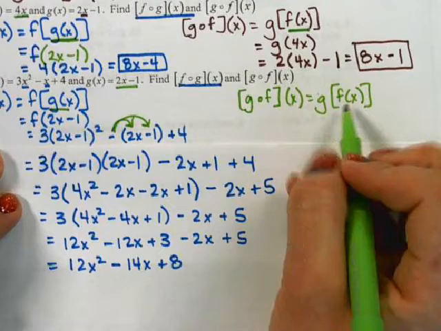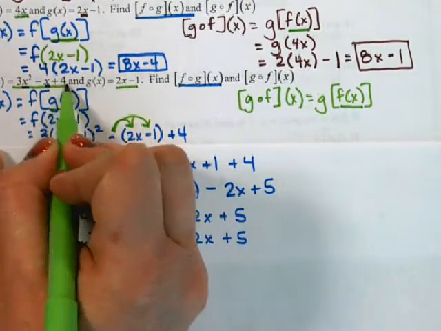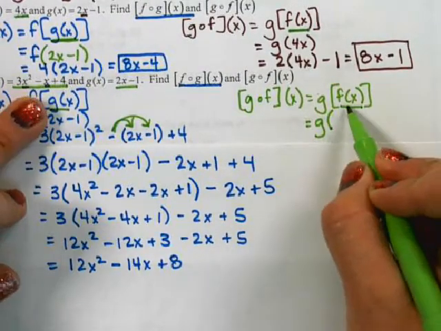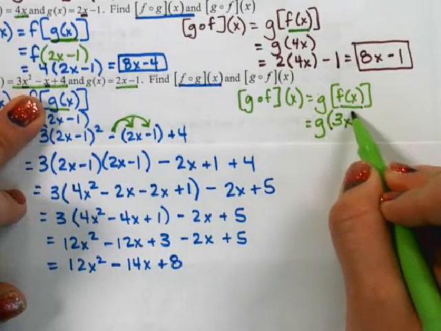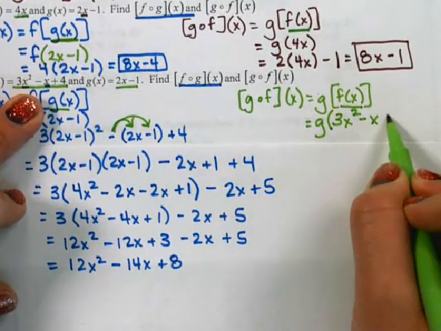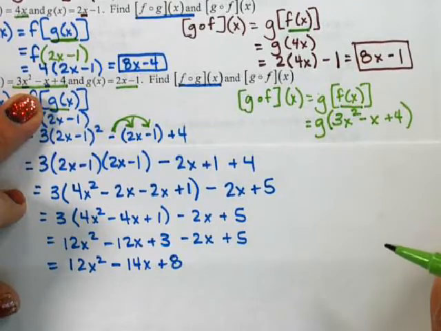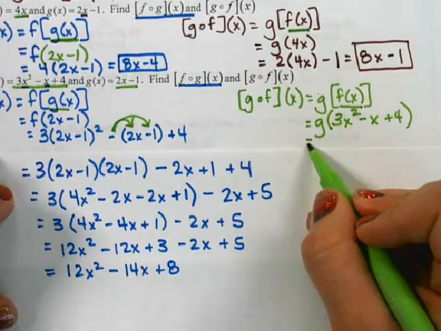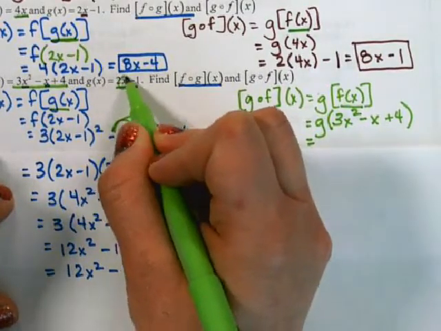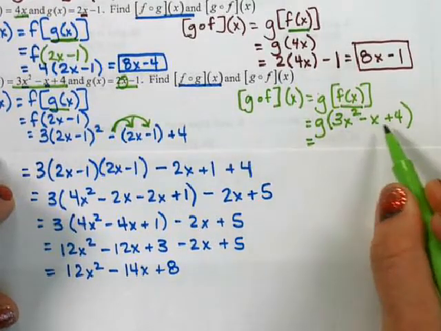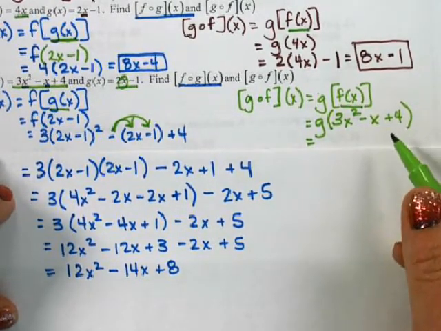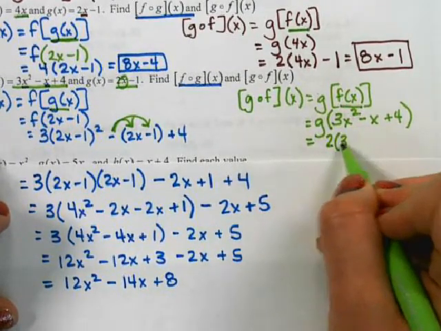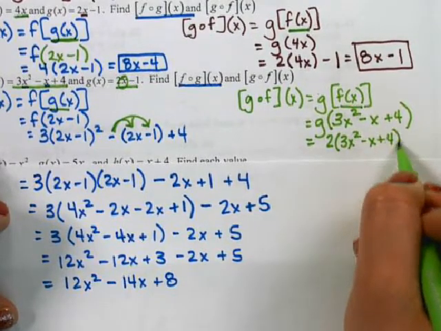So now I'm going to take my f function, the whole shebang, and plug it into my g function. Again, I'm replacing with what x equals. So I have f of x equals 3x squared minus x plus 4. Everywhere I see an x in my g function, I'm going to replace it with 3x squared minus x plus 4. This one's a whole lot better, right? Because we only have one x to replace. So this is now 2 times 3x squared minus x plus 4, minus 1.